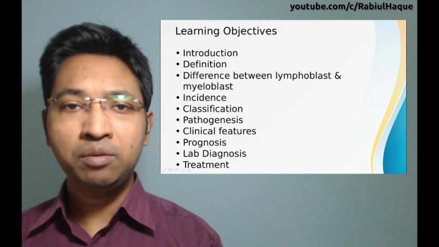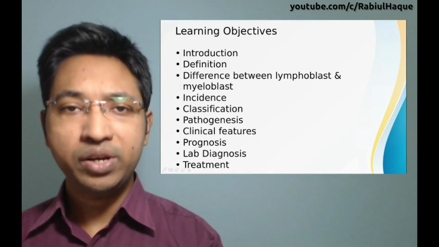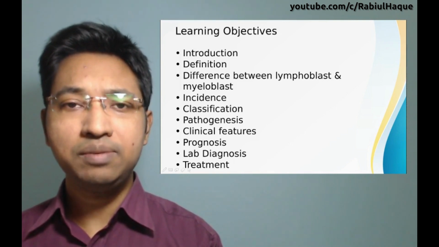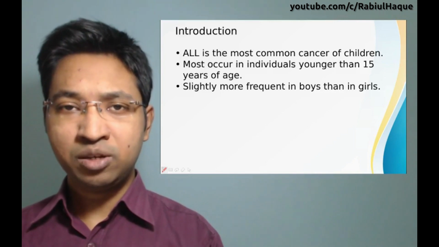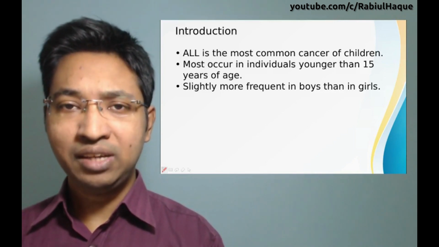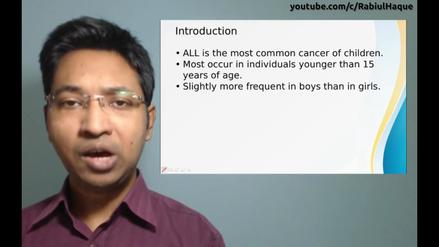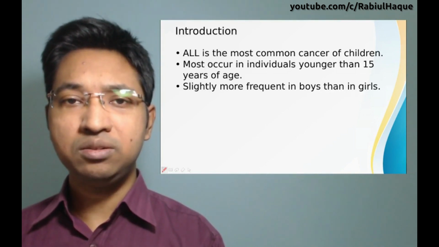So first, we will talk about some introductory points regarding acute lymphoblastic leukemia. Always remember, acute lymphoblastic leukemia is the most common cancer of children. Most of the cases occur in individuals who are younger than 15 years of age, and as we will see, they are slightly more frequent in boys than in girls. Now let's define acute lymphoblastic leukemia.